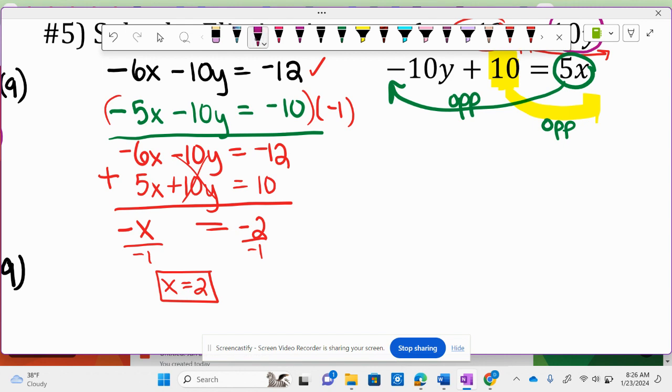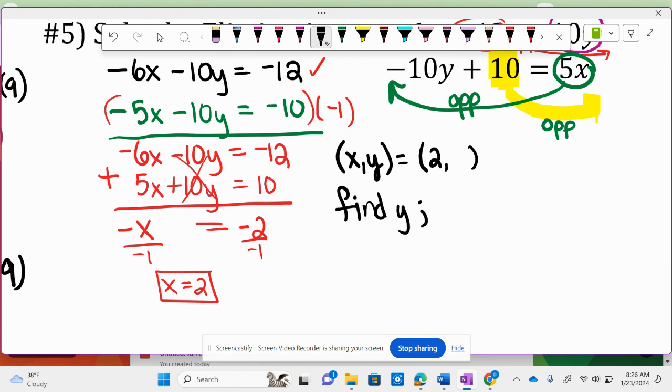So we know that in a system, our solution is an XY ordered pair. And we know that X is 2. We need to find Y. So that's what we're going to do. We're going to find Y, and we know that X equals 2. What equation do you want to use?